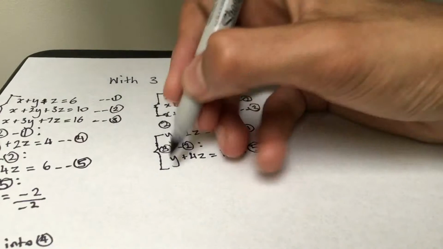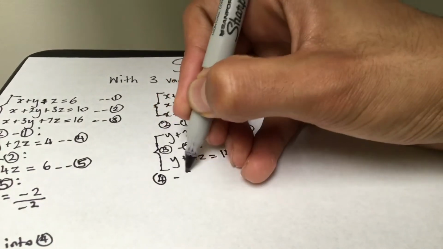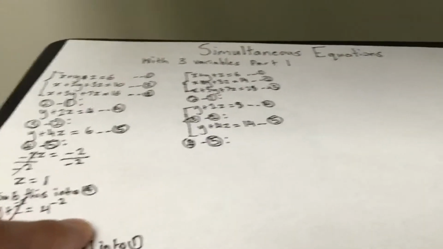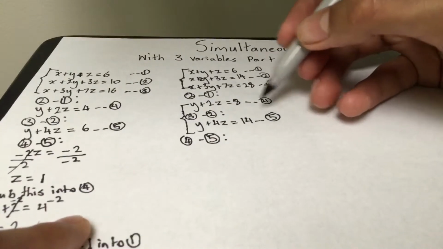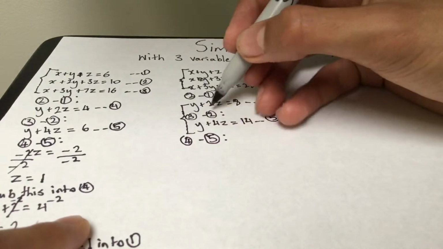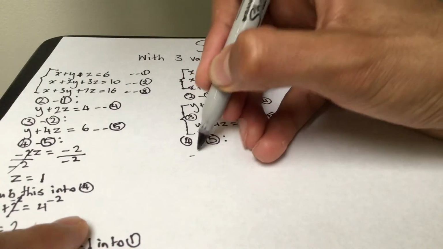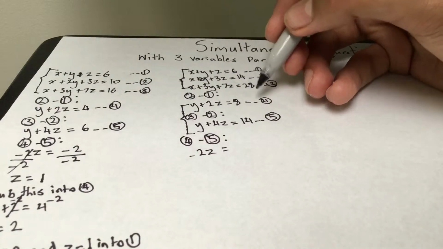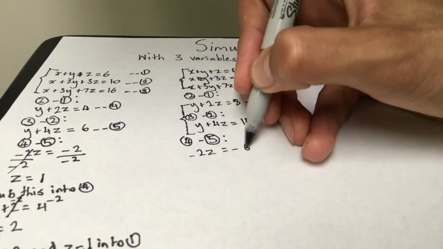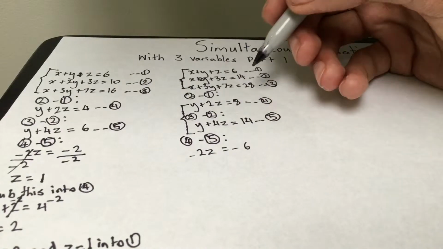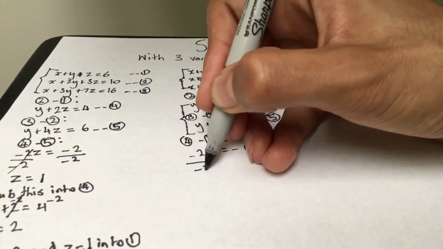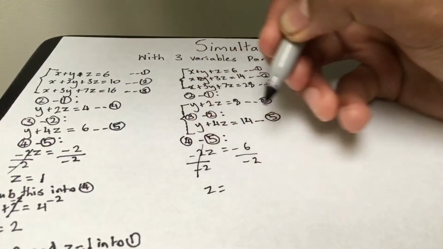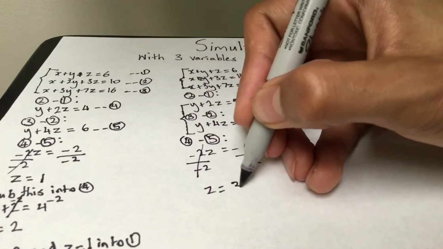Okay, so now we do equation 4 minus equation 5. So y minus y cancels out. 2z minus 4z is minus 2z. And then we go 8 minus 14, which is minus 6. And so the next step, we divide by minus 2 to both sides. That cancels out. We're left with z is equal to 3.